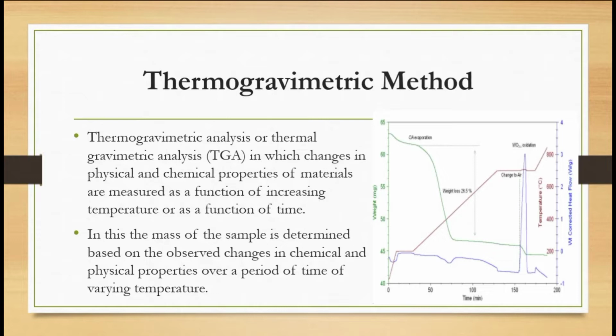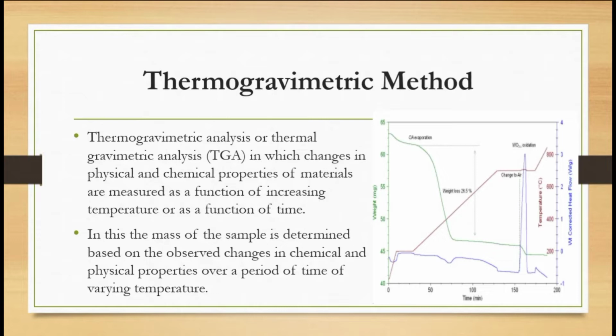As you can see, the temperature is increased at a constant rate for a known initial weight of the substance, and the changes in the weights are recorded as a function of temperature and at different time intervals. This plot of weight change against temperature is called the thermogravimetric curve or thermogram. The green line in the picture is called the thermogravimetric curve. This is the basic principle of TGA, which means thermogravimetric analysis.